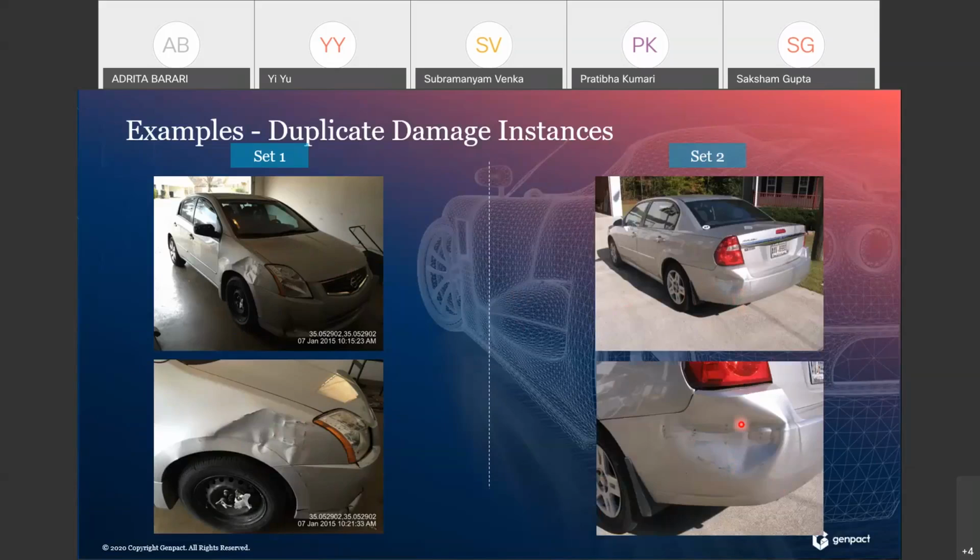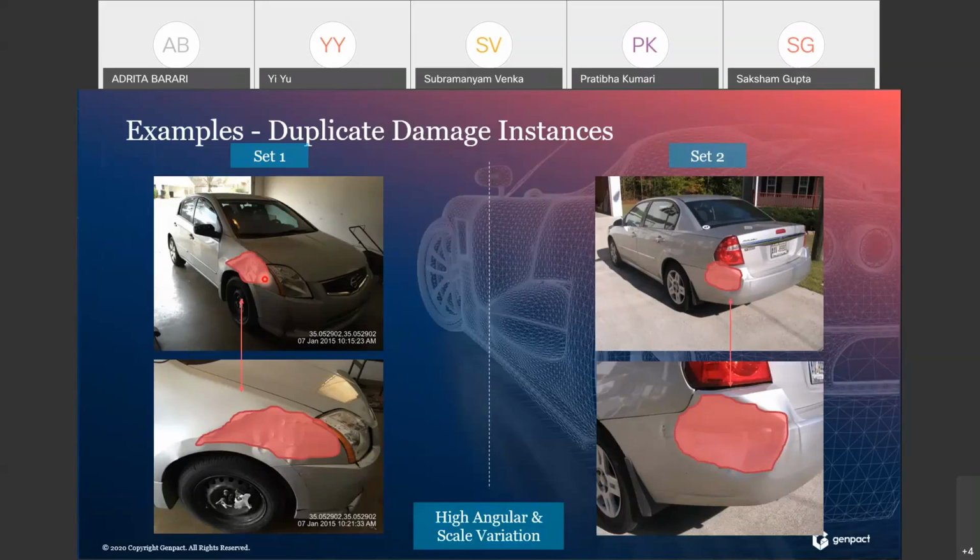So my goal is that I have to find that these damage instances that are there across these two images for the same car is in fact the same damage instance. While it is very easy for a human to understand that, for a machine to understand that, there has to be some visual characteristics which match across images. So my goal is to match these two pairs of images. And the problem that we have faced is that there is a high angular and high scale variation as is observed from these two images.